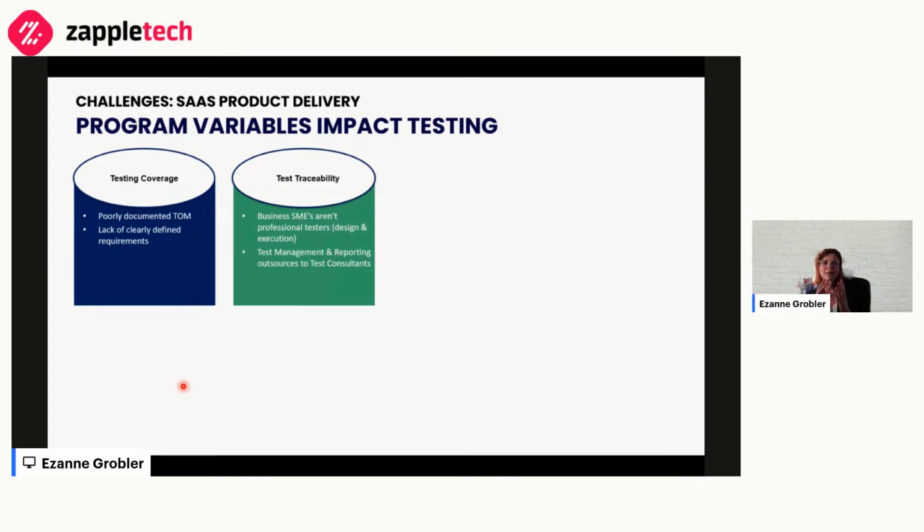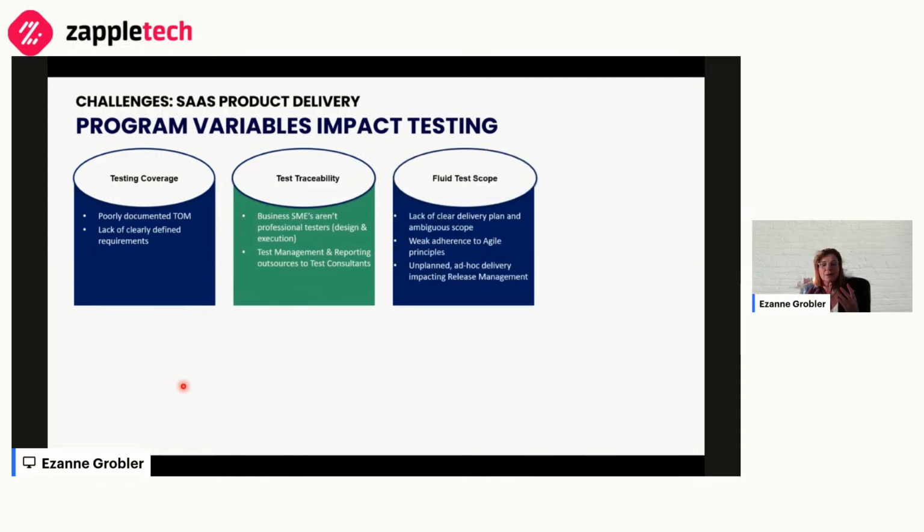These guys didn't understand testing. They didn't understand the power of test traceability. And as a result, for us to do test management reporting, test coverage was almost impossible to measure. Having said that, we had a fluid testing scope. So the poorly documented target operating model, as well as the requirements, continuously changed and split into a testing scope as well.